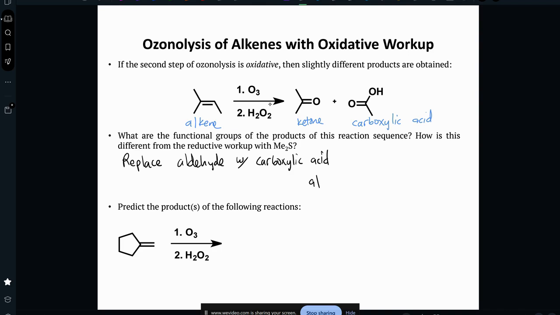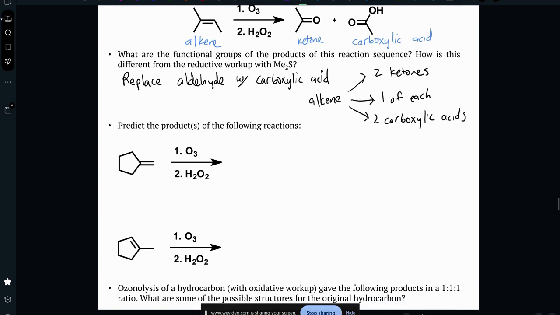So we're taking our alkene and we're either making two ketones, two carboxylic acids, or one of each, depending on our starting material. So in this first example, we're making one of each. So go ahead and do the same prediction you did before, but now with the H2O2 as the second step. Pause, draw them in, and then you can come back.